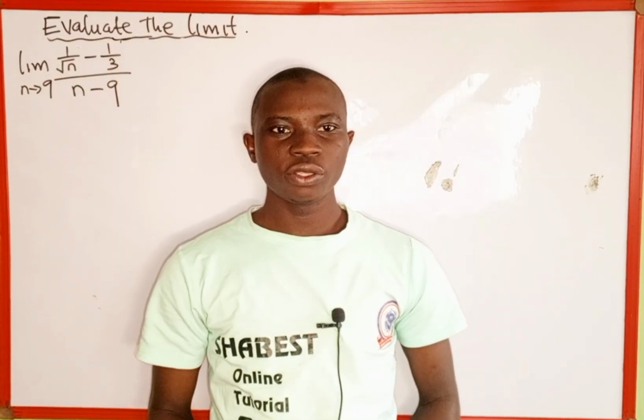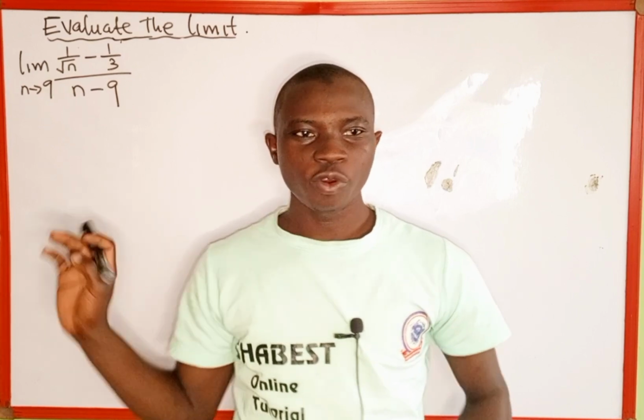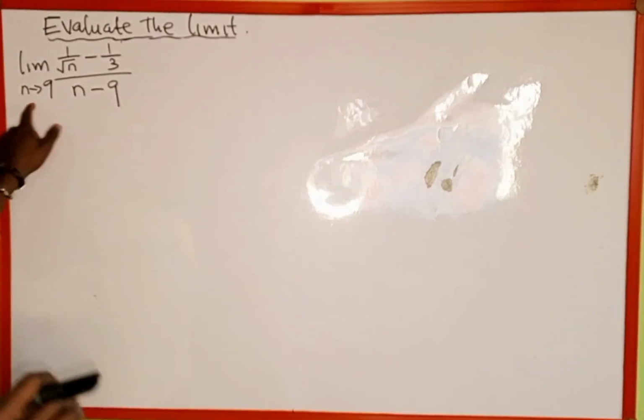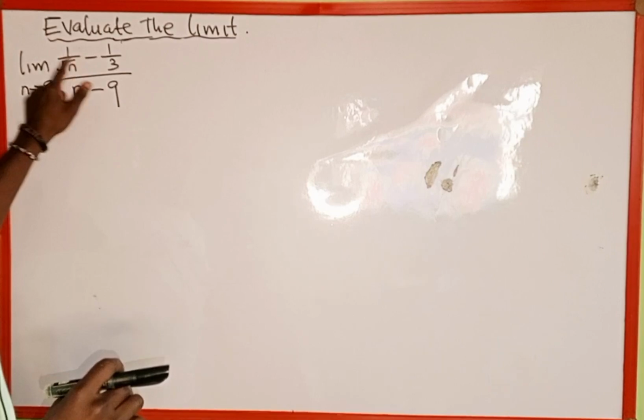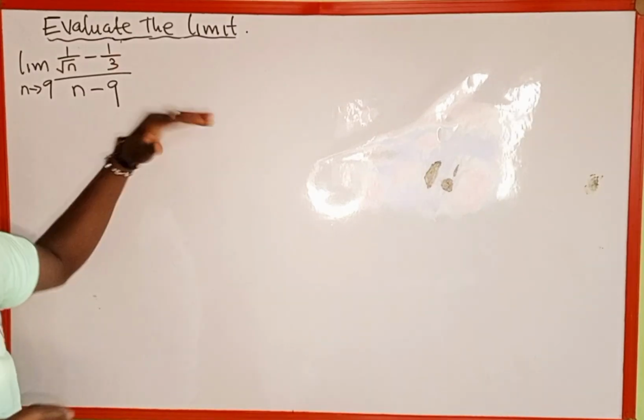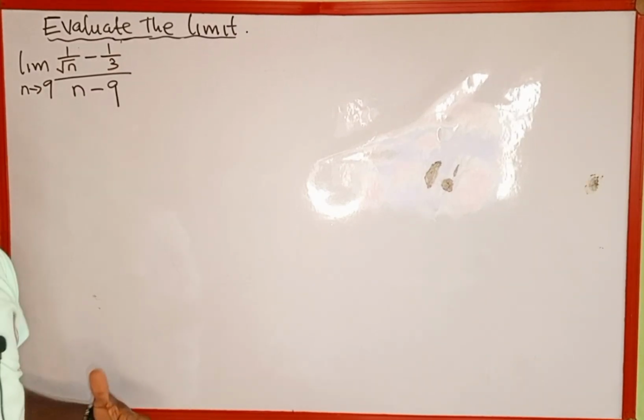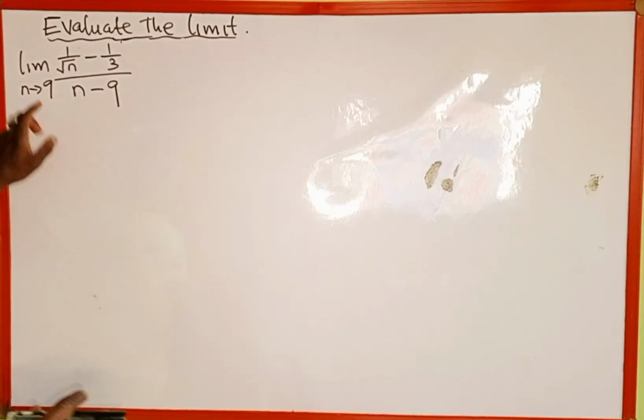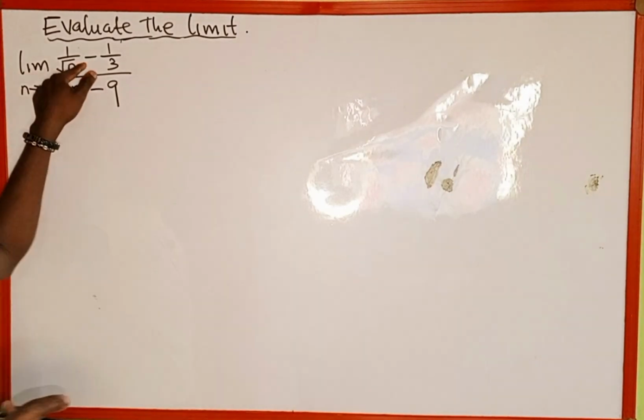In today's tutorial, we're going to learn how to evaluate this limit on the board. And the given limit is what? Limit as n approaches 9 of (1 over root n minus 1 over 3) divided by (n minus 9). So in this limit, the first thing is to substitute this 9 anywhere we see n.